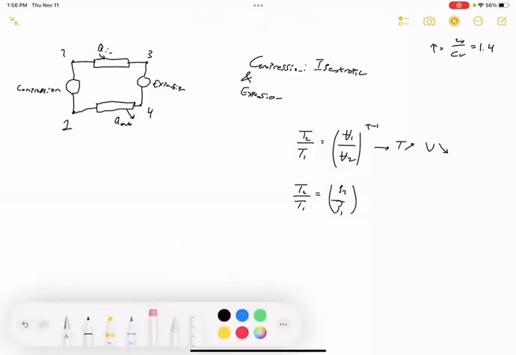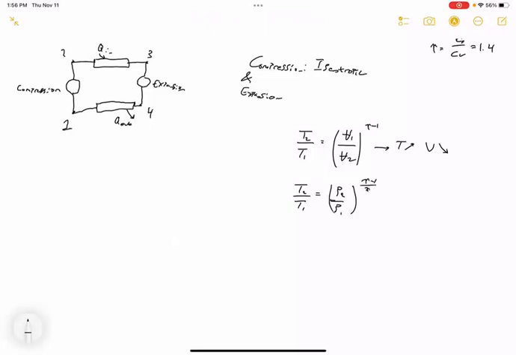I'm just going to write that a little clearer because I know the handwriting there wasn't amazing. P2 over P1 to the gamma minus 1 over gamma. The exponent is gamma minus 1 over gamma.